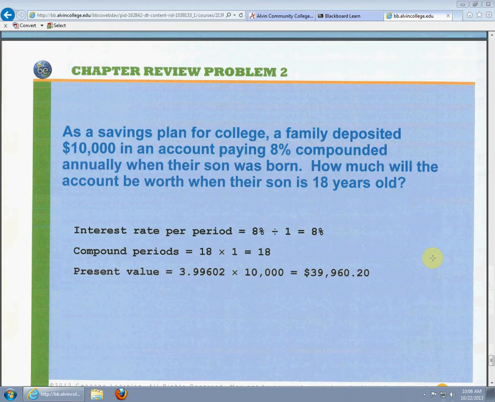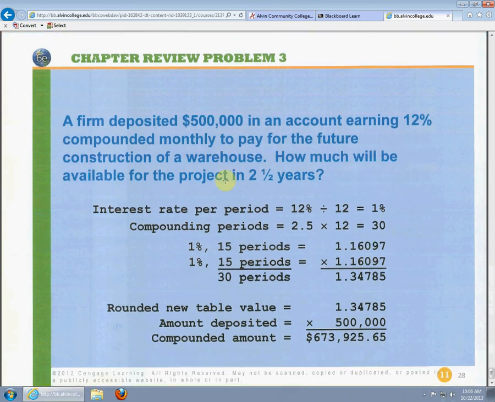Okay, next one. A firm deposited $500,000 in an account earning 12% compounded monthly to pay for the future construction of a warehouse. How much will be available for the project in 2.5 years? Are we looking at the future or present table? Because we know how much we're depositing, we're using future.